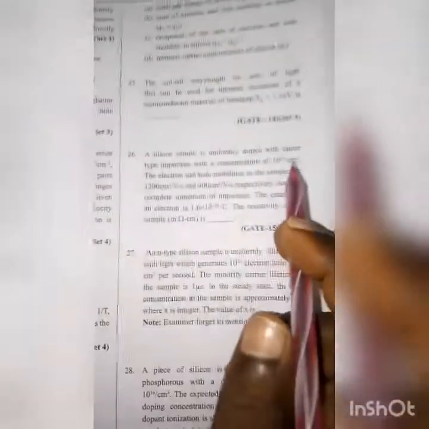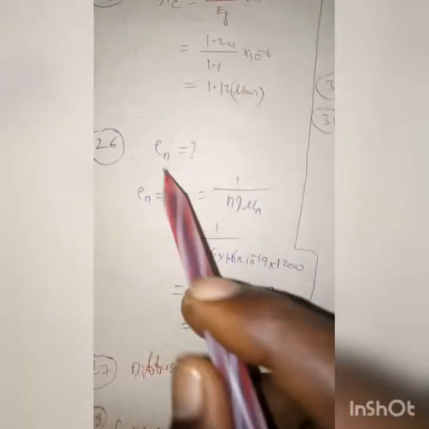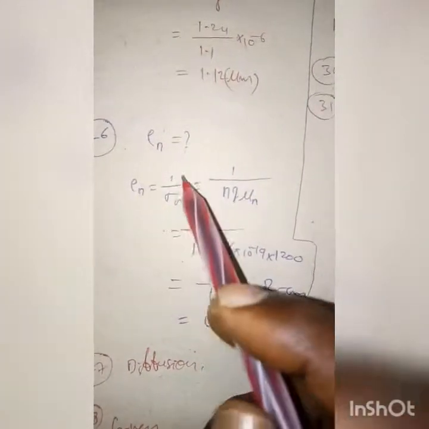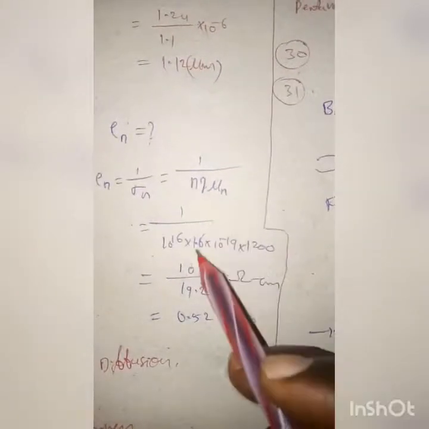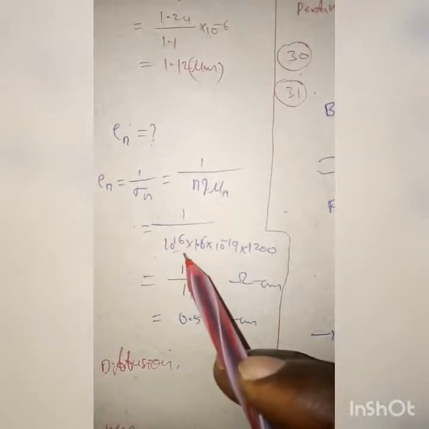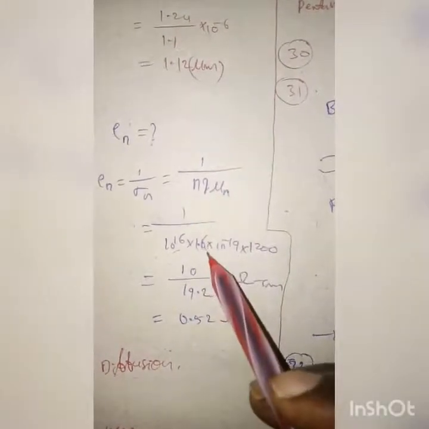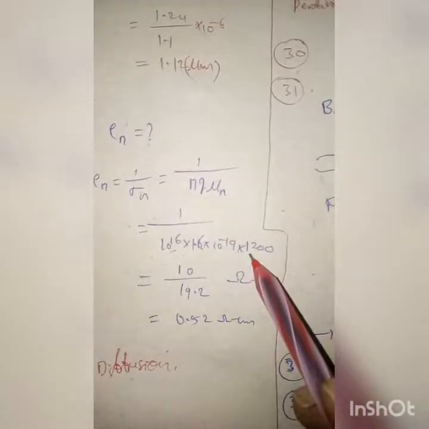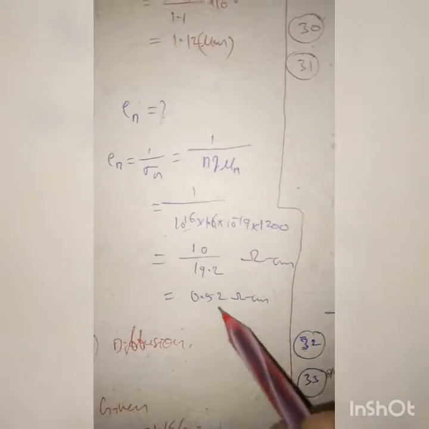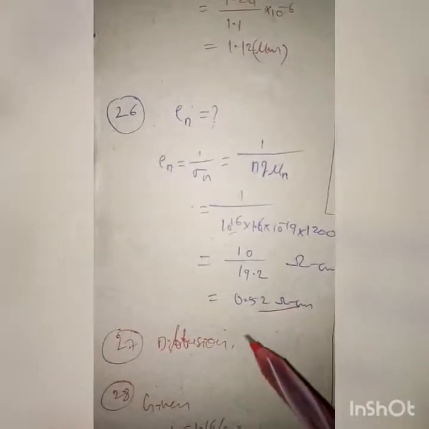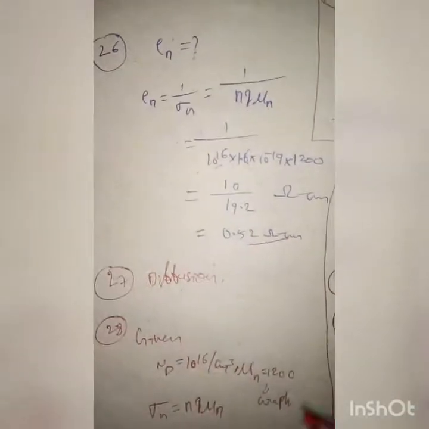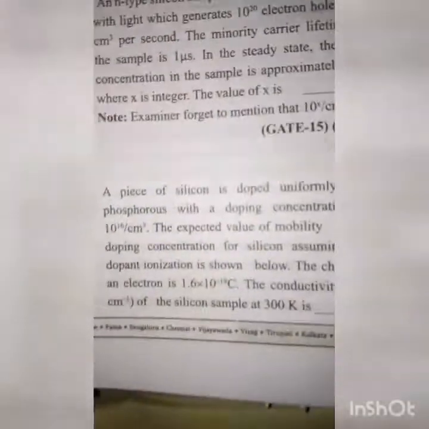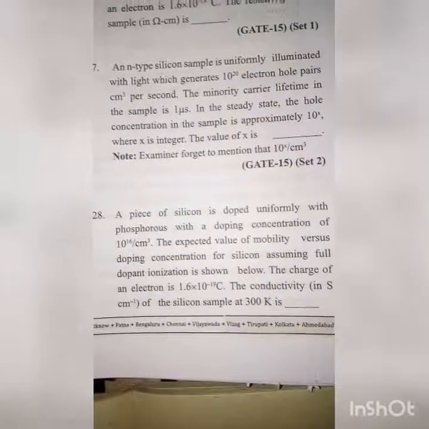You know the sigma formula, n q mu n. He asked rho, resistivity. Rho means 1 by sigma. So n q mu n, he gave n as donor impurity, q is the charge of the electron, and mu n, mobility of the electron, he gave 1200. If you simplify, 0.52, you get the answer. So this is the 26th question. Next, the 27th is also diffusion. So move to the 28th question. And diffusion problems I will solve later, all at one time.